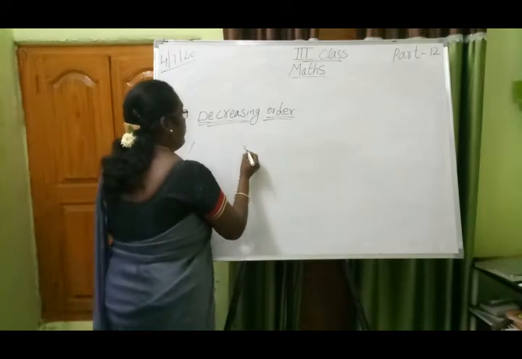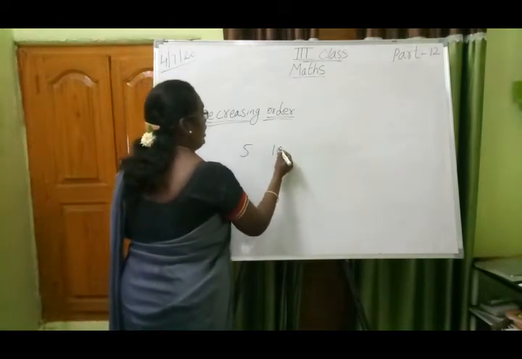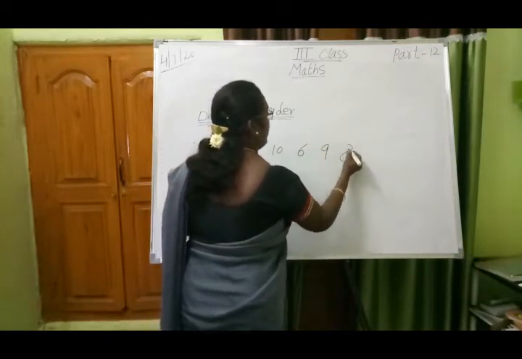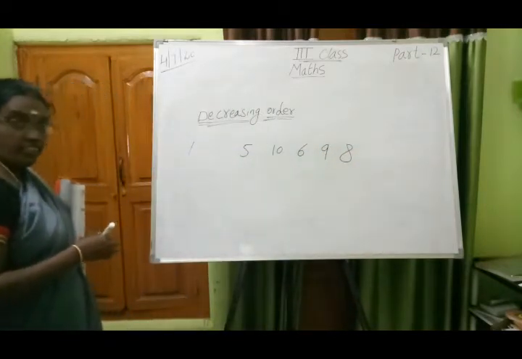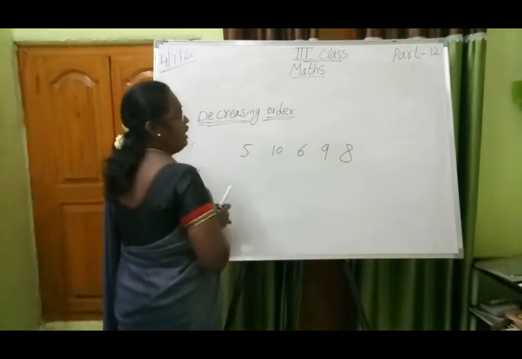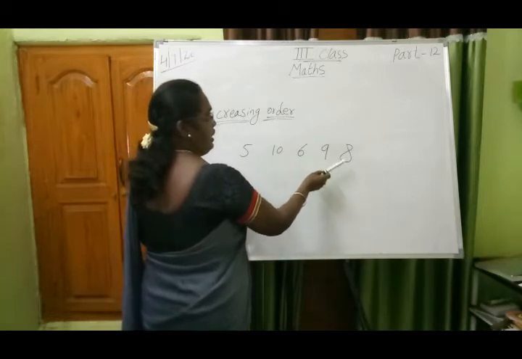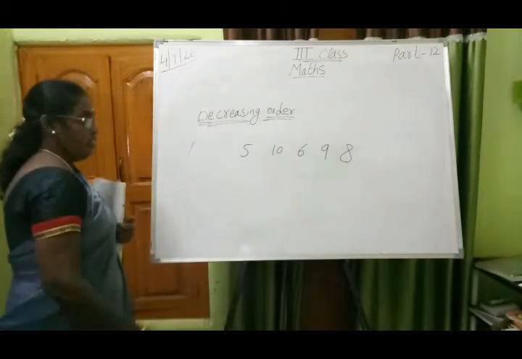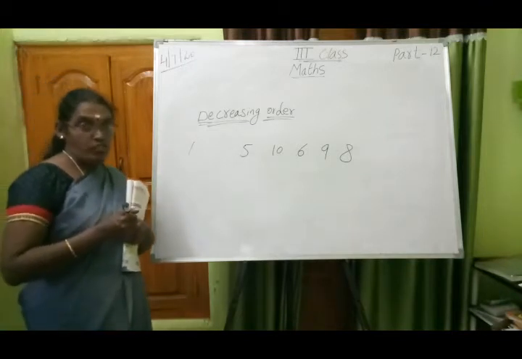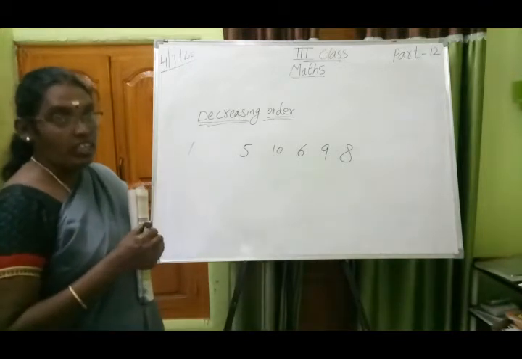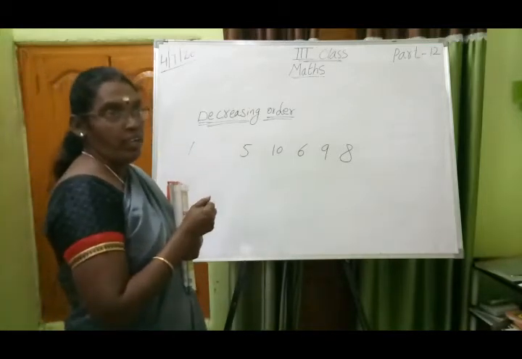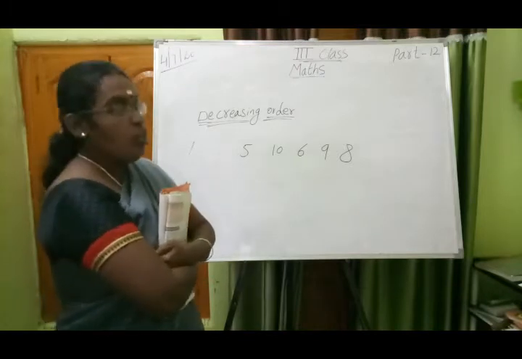See here: 5, 10, 6, 9, 8. These are the numbers given. We have to form a descending order. Descending order means what did I tell you, children? Big number to small number.